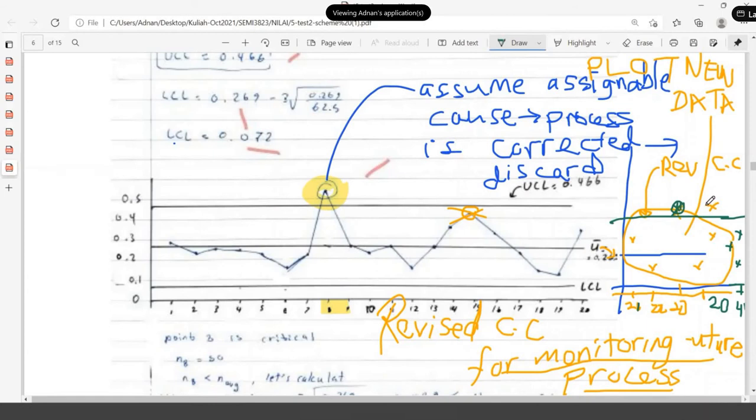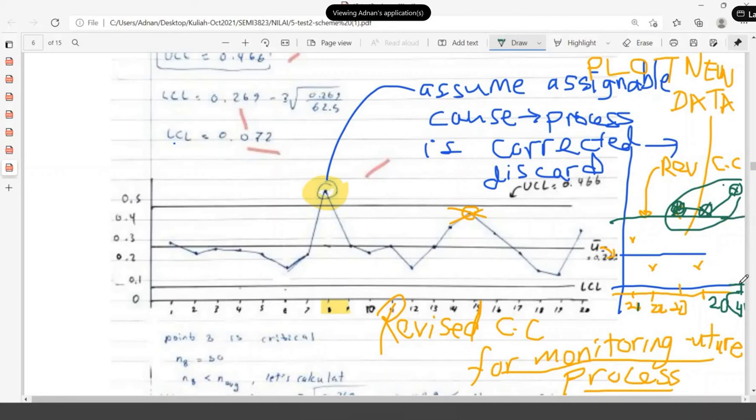But if it continues outside, maybe I erase here, it looks crowded. Let's say this point also goes out, and you continue the process. The process is still out. Still out. So definitely the process has to be stopped. Why? They're getting worse. You don't want to produce defective products. Don't need to wait until 40. No need. So what you do, make the repair to the process. Repair the process, and then continue with the production.